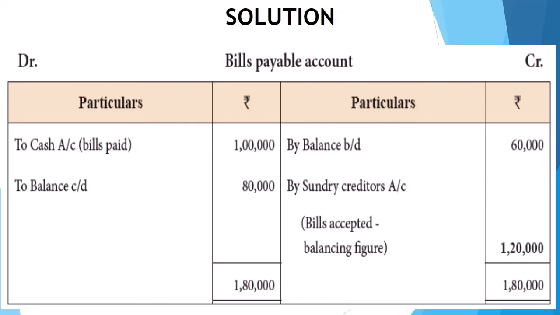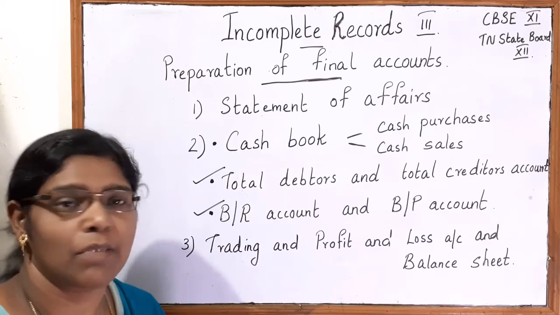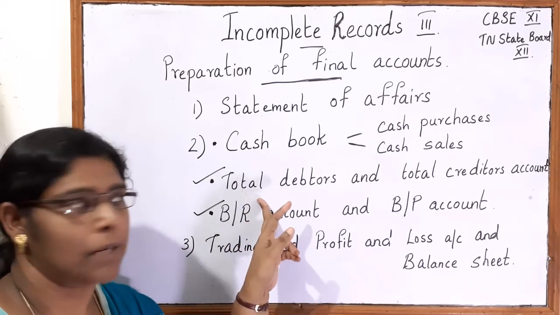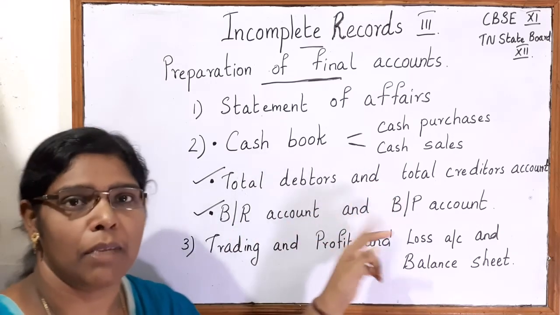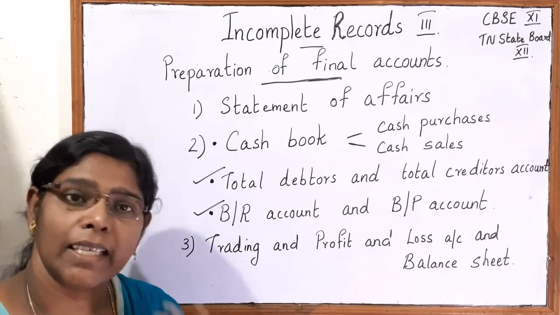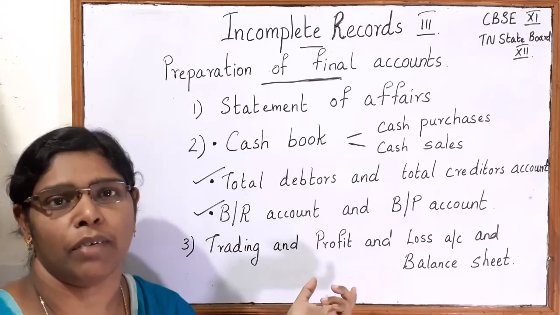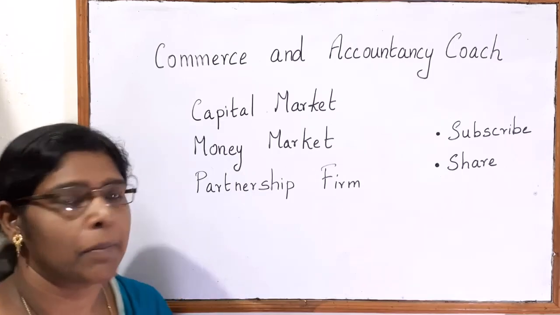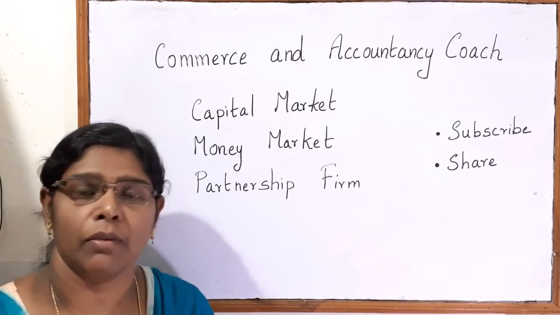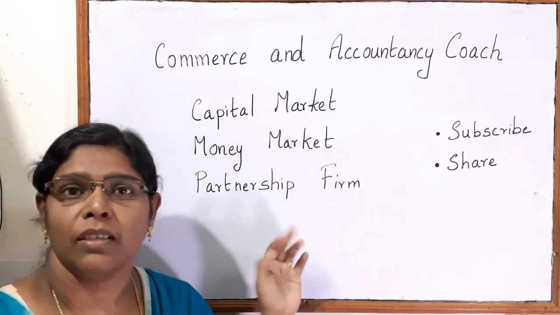So try to work out more problems using your book, so that will help you to understand the concept more and more. Here I would like to conclude today's class. In this class we have learned how to prepare total debtors and total creditors account, as well as bills receivable account and bills payable account. So in the next class we will be working out problems related to trading and profit and loss account and balance sheet.